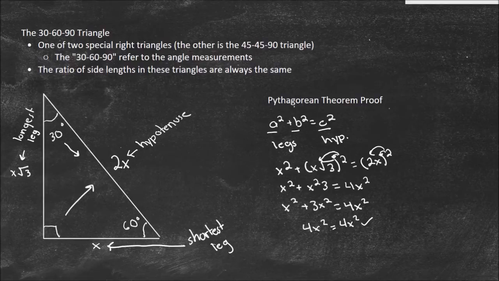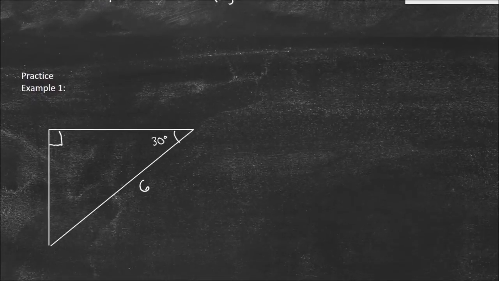Now we're going to get into some practice problems that hopefully will clear this up a little bit. But for now, just note the side lengths and try to memorize them as you go. So x is the short one, x square root of 3 is the longest leg, and then we have 2x for the hypotenuse. So let's get started.